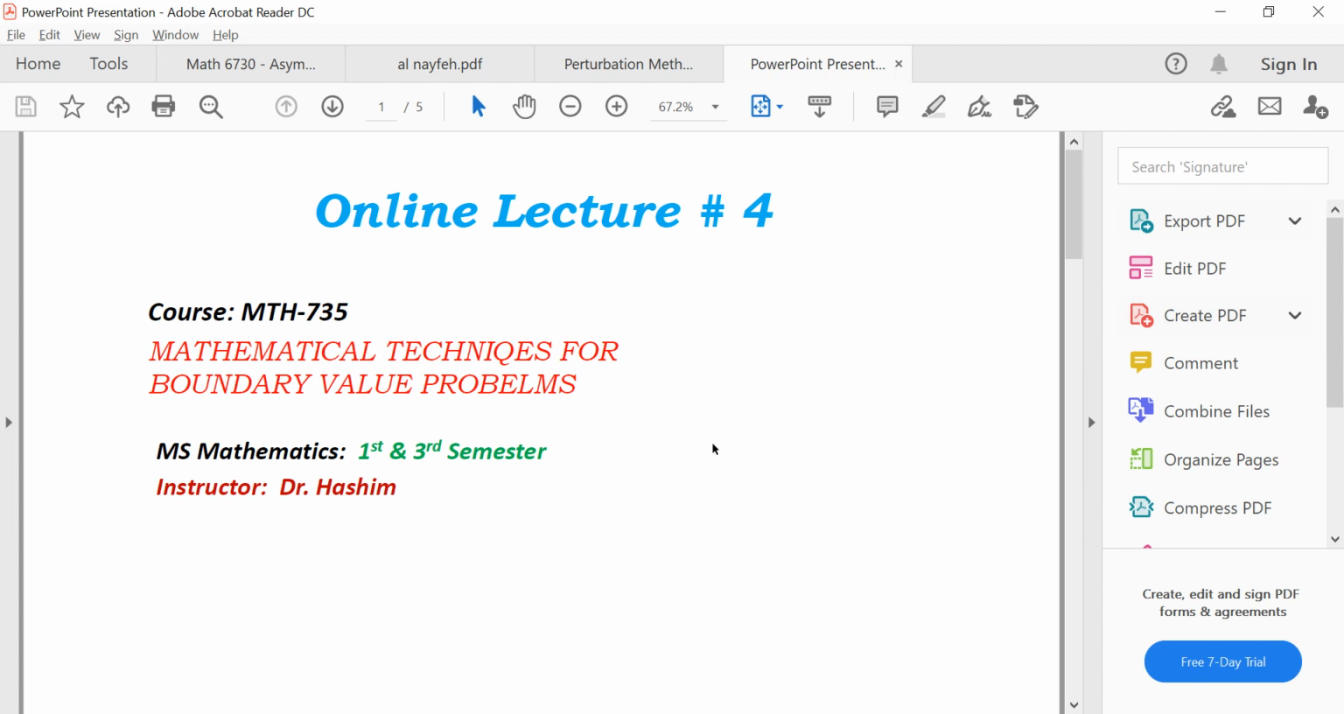In today's lecture we will extend the method of Lindstedt-Poincaré technique for the solution of ordinary differential equations, and we will consider one or two examples, and we will see how we can apply this method to find the solution of ordinary differential equations.